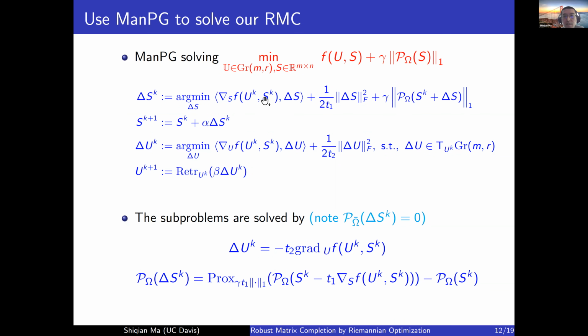It turns out that these two subproblems can both be solved easily. For example, for delta sk, we notice that there is no constraint, so the solution of this problem just corresponds to the proximal mapping of the L1 norm. For this other subproblem, we see that there is a constraint, but there is no non-smooth term. So the solution of this subproblem is also easy. It just corresponds to computing the Riemannian gradient. Again, the Riemannian gradient can be computed by projecting the Euclidean gradient to the tangent space.